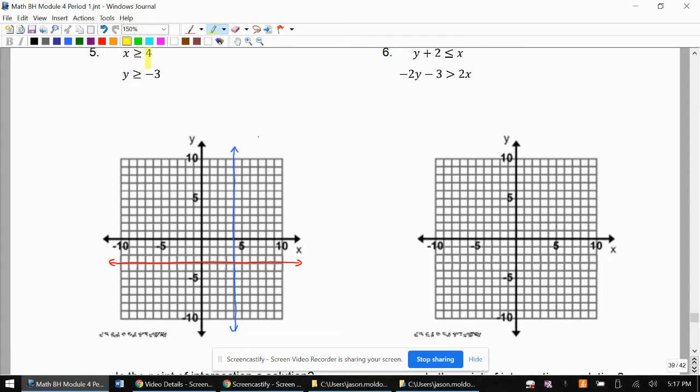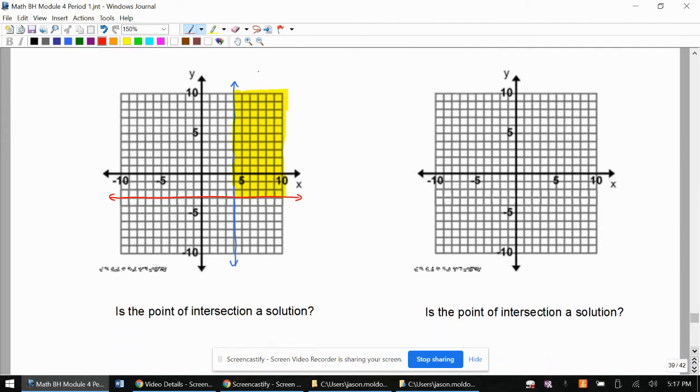And x is greater than or equal to 4 means we're going to shade to the right because we need x values that are greater than 4. And we want y values that are greater than -3, which is above the red line, which means that the feasible region or the solution set is anything in here. Anything on the boundary lines as long as it's touching the feasible region. And in this case, finally, we get that the point of intersection works as well.